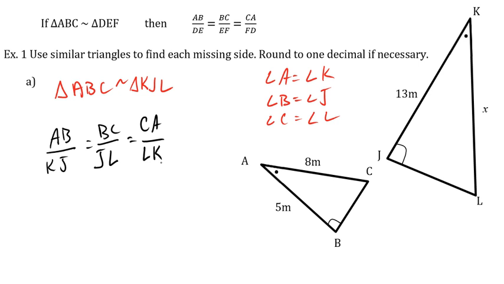So what does that mean? Well, AB, we're given a side length, so it's 5 over KJ, which is 13. I'm just picking these out of the picture. Still okay? BC is blank, so it's just BC for now. JL is blank, so it's just JL for now. And CA is 8. And LK or KL is X. So how do we find side length X?